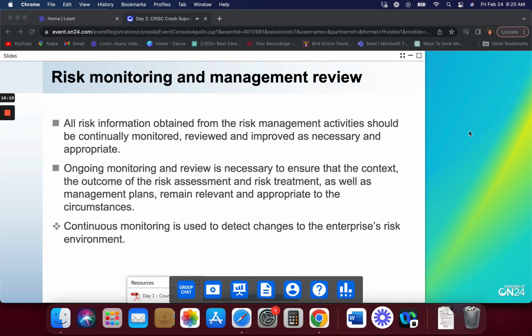All risk information obtained from risk management activities is continuously monitored, reviewed, improved as necessary. Again, we got to make sure that our understanding of risk context, the environment, could be compliance requirements changed, therefore the control isn't good enough anymore. We have to go back and reassess according to current day requirements. Continuous monitoring then is used to detect changes in the enterprise's risk environment. Again, how will this be asked? Which of the following is used to detect changes in the enterprise's risk environment? You would choose continuous monitoring.